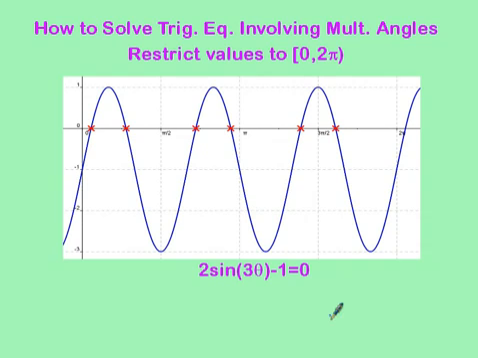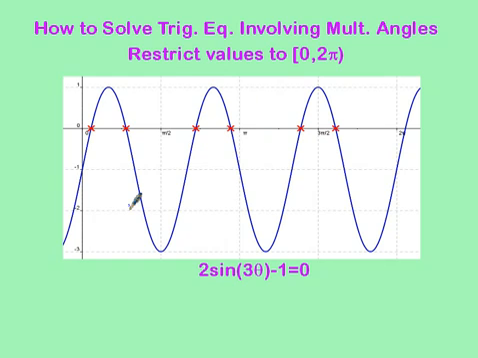Today we're going to look at how to solve trig equations involving multiple angles. And once again, we're going to restrict our values from 0 to 2 pi and don't include 2 pi. And if you look at this graph here, you'll see that from 0 to 2 pi, we actually have 6 solutions, or 6 x-intercepts, or 6 roots, whatever you want to call them.